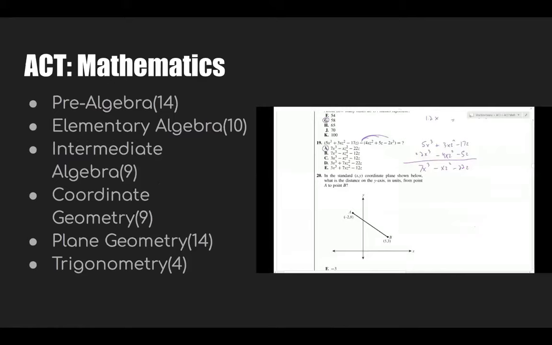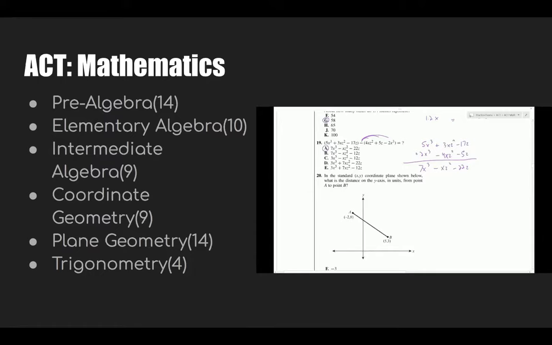So the second section is mathematics. This one is much more defined. You'll be able to know exactly what type of questions you'll be getting, because for the last few years, the ACT has been consistent in how many questions they give for each type of math. So pre-algebra, they'll give 14 questions. Elementary algebra, 10 questions. Intermediate algebra, 9. Coordinate geometry, 9. Plane geometry, 14. And lastly, trigonometry, 4.